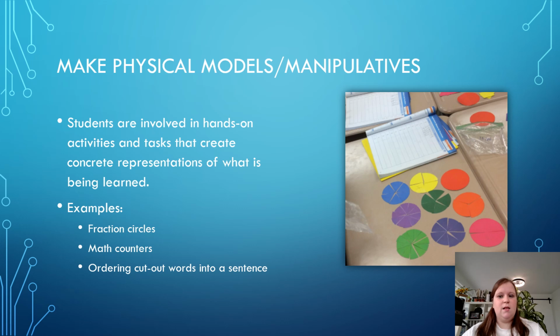I have personally done this in my class with fraction circles and as well on my smartboard. We also can use math counters. I have used those as well. I have little bears that are various colors that they can use. They can see that I can have 5 green bears plus 7 orange bears and get the number 12. So 5 plus 7 equals 12. And then they can swap the two and put them in the other order. 7 plus 5 equals 12. And they can physically see that no matter what, I can use these counters and they can get me the number I need. There's also ordering cutout words into a sentence.